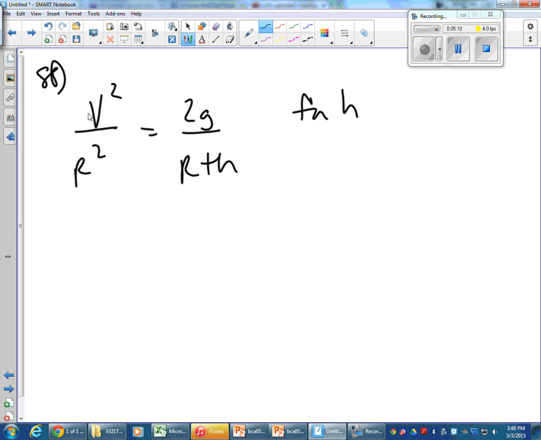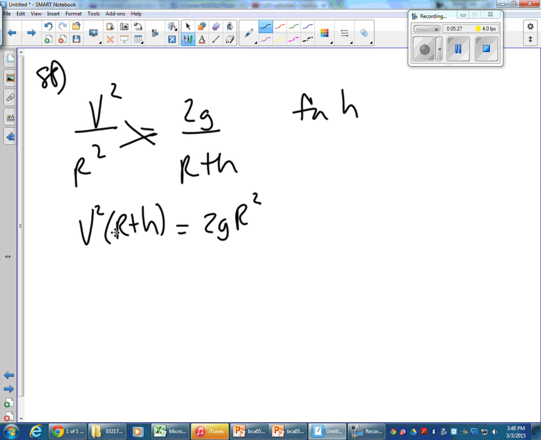This one's a little bit different because I don't have lots of different fractions. I just have a single fraction on the left and a single fraction on the right. So to me, that looks like a proportion. And I'm going to make it easy by just cross multiplying. And I get v squared times r plus h equals 2g times r squared.